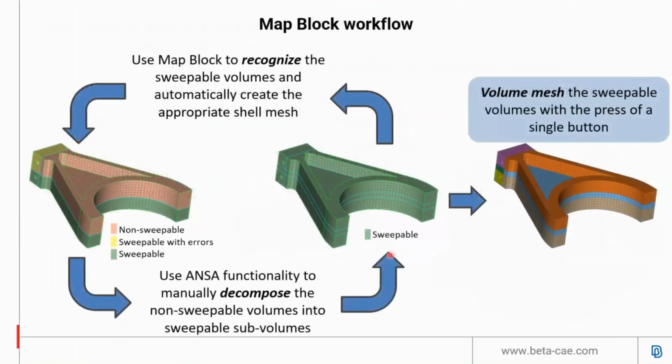All these kinds of volumes are represented in a convenient drawing mode. Let's see a bit closer how MapBlock works. The user has to use MapBlock to recognize the volumes and automatically create the appropriate shell mesh. Then, based on the guidance of the MapBlock, he has to decompose the non-sweepable volumes using ANSA functionality. Recheck with MapBlock and decompose again until he has a fully sweepable model that can be meshed with hexa with the press of a single button. Please notice that at any time, the user may select to mesh his model with a different element length, and that is done 100% automatically. Additionally, if he wants to, the user can mesh one or more of the subvolumes with tetras.